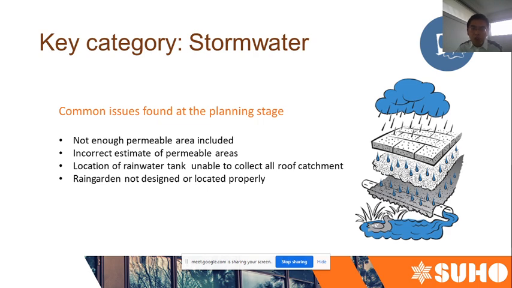The third one is location of rainwater tank unable to collect all roof catchment. For example, you may have a very big roof area while you only have a rainwater tank located on one side of the roof. In this case, it will be very hard to get the runoff of the roof from another side to go into this rainwater tank. The last thing is, sometimes we may have the rain garden not designed or located properly.